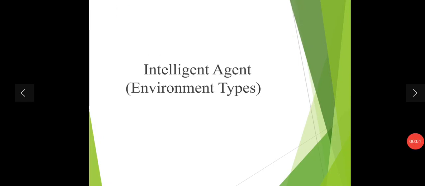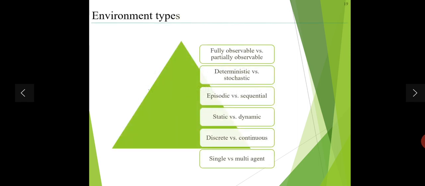Hello all. Already we have learned about the PEAS environment. Now we are going for the environment types in intelligent agents. So how many environment types are there? Fully observable versus partially observable, deterministic versus stochastic, episodic versus sequential, static versus dynamic, discrete versus continuous, and single versus multi-agent. These are the environment types which we are going to study in this PPT.